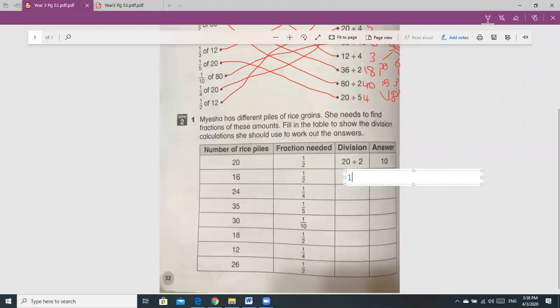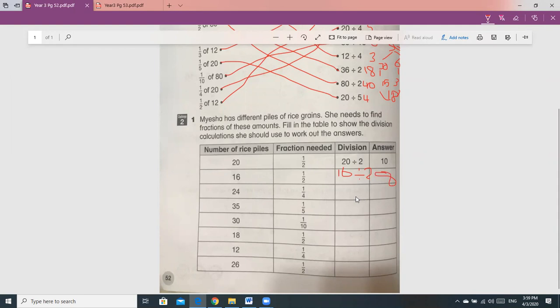We can make what? 16. Okay, we're going to make 16 divided by 2, and the answer is 8.